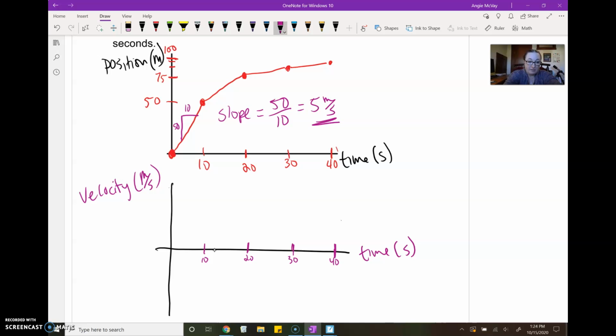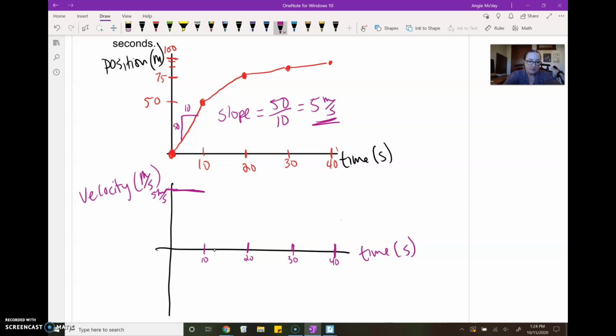Okay, so that means 5 meters per second will be my maximum value on my velocity versus time graph. Okay, and the problem actually says that we're moving at a constant velocity in each segment, right?